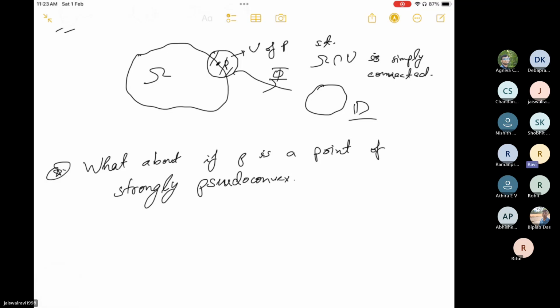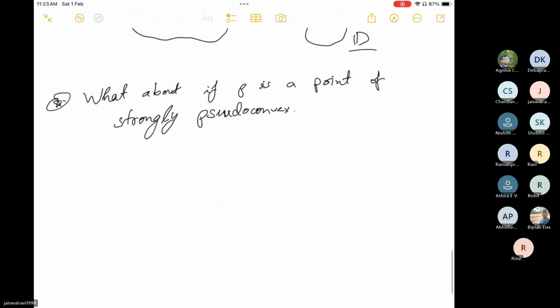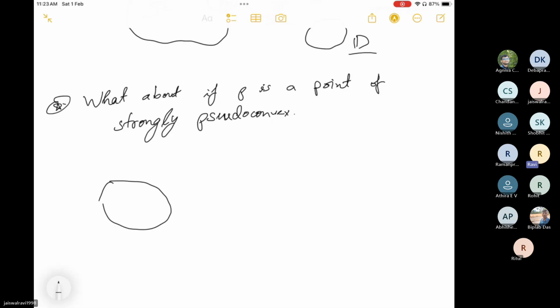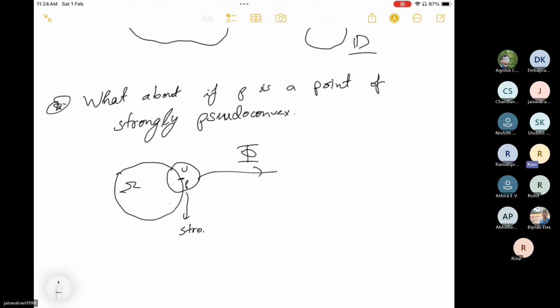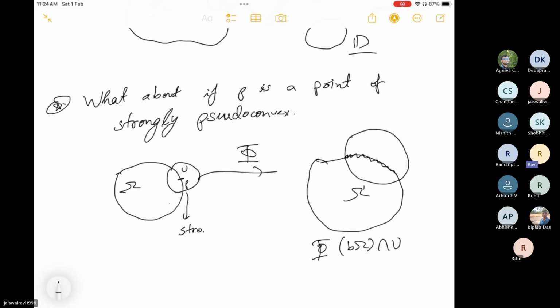So now basically I am saying that this is omega, and say this is a point of strongly pseudoconvexity, and this is U. Can we find a biholomorphism phi such that phi of boundary omega intersection U is... sorry, let me erase.